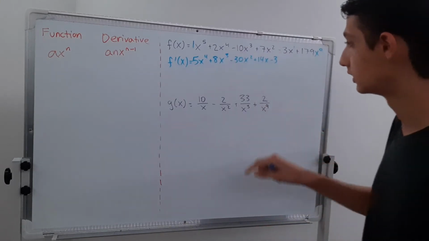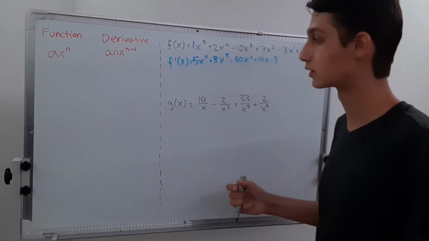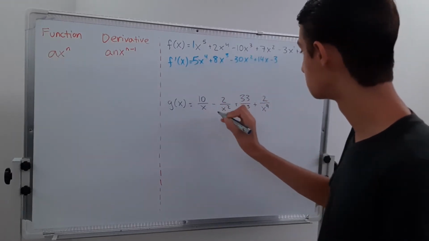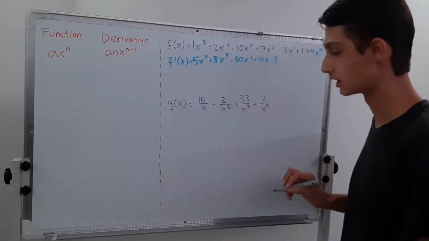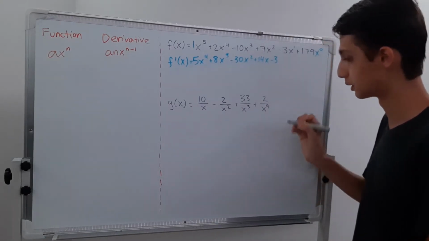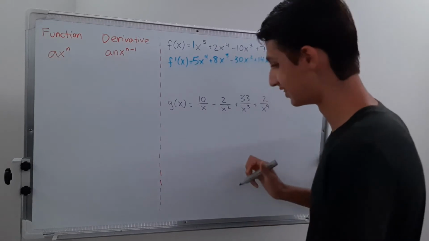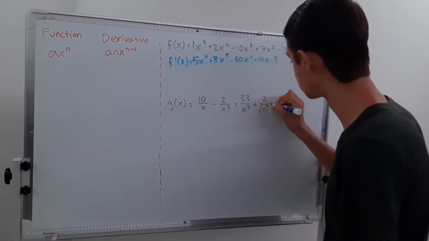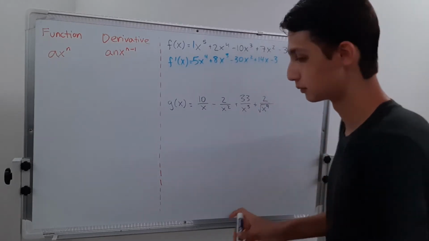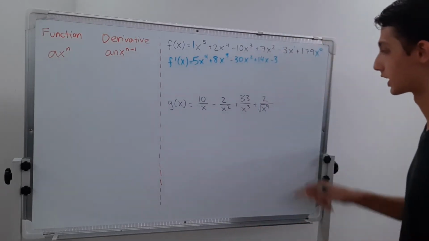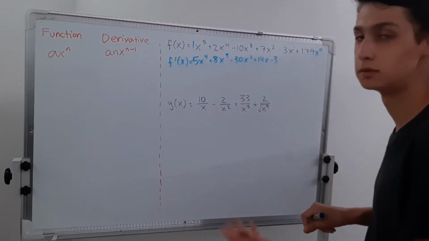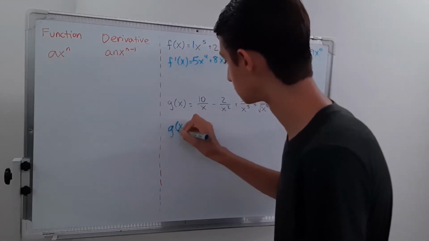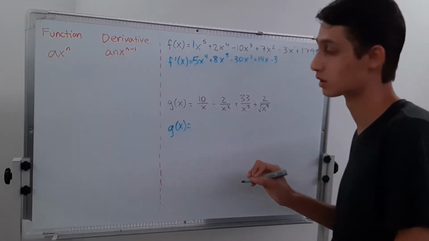This is where it gets a little more difficult, but if you know how to work with negative exponents and fractional exponents, it will be fine. Actually, I meant to put a square root here. This is the square root right there. So if you know how to work with negative and fractional exponents, this is going to be fine. I'm going to rewrite g of x in a form that is easier to work with.